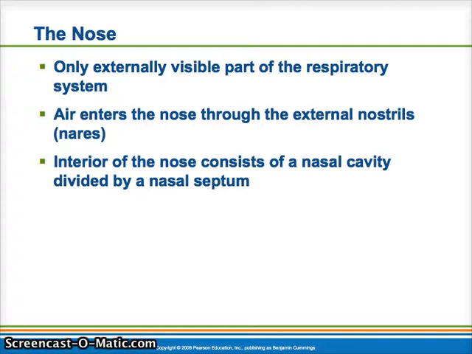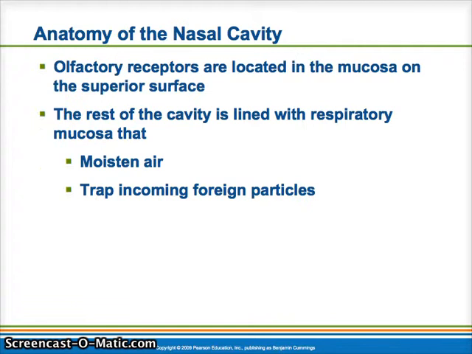The inferior of the nose consists of what's called a nasal cavity. The nasal cavity is then divided by the nasal septum. At the roof of the nasal cavity is where the olfactory receptors are located, which help us with our sense of smell. The rest of the cavity is lined with what's referred to as a respiratory mucosa, which moistens the air and also traps the incoming foreign particles.